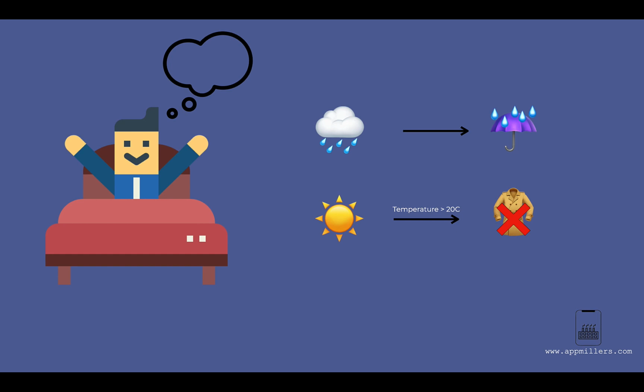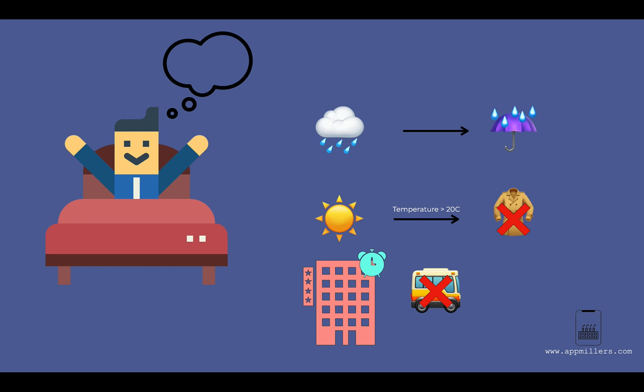So another decision might be like this: if you are late to work, we will take a taxi instead of a bus. Now this type of decision making is called branching. If one condition is true, we are doing one thing. If the condition is not true, we are doing another thing. So in this case, if one condition is true, that is, if the temperature is above 20 Celsius, we will not wear a coat. Otherwise, we will wear a coat.